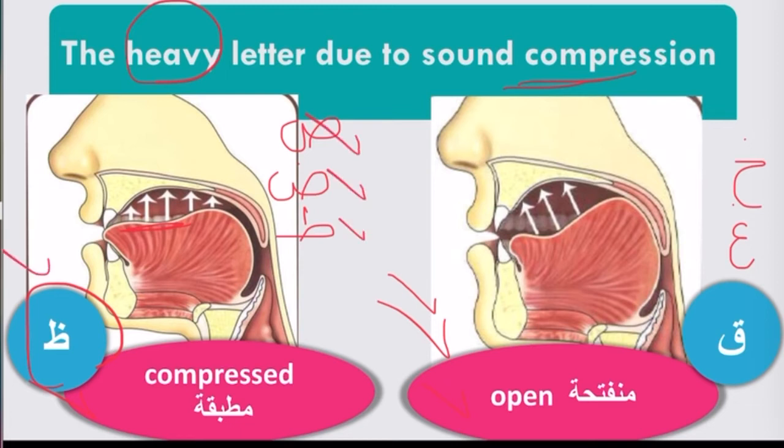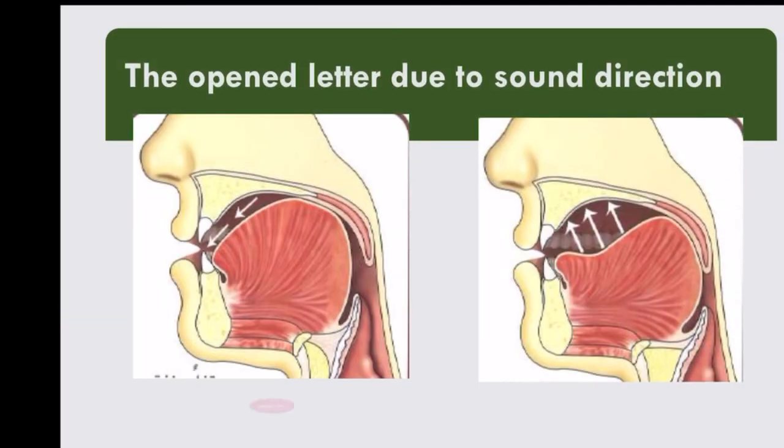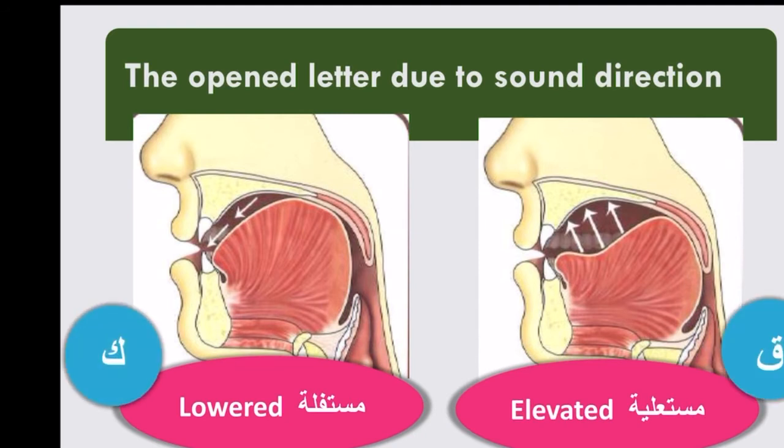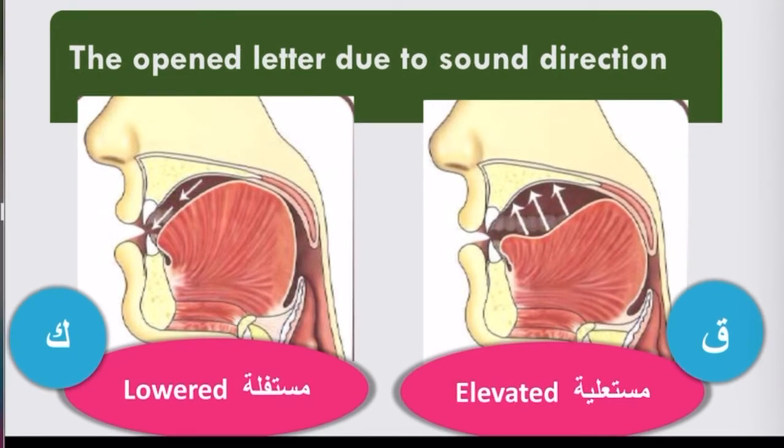These are compressed letters, مطبقة, while خاء and غين and قاف are open without compression and they are heavy, so the sound goes up without any compression of the sound between the surface of the tongue and the roof of the mouth. So if we need to compare now between the Arabic letters in general in terms of the sound direction, we have the استعلاء, so the sound goes up, and مستفلة, which is the sound goes down.